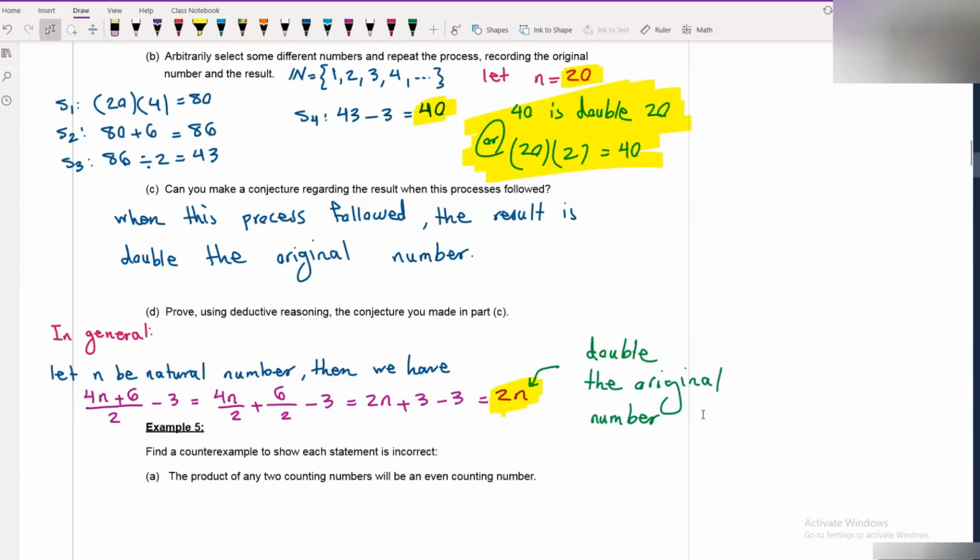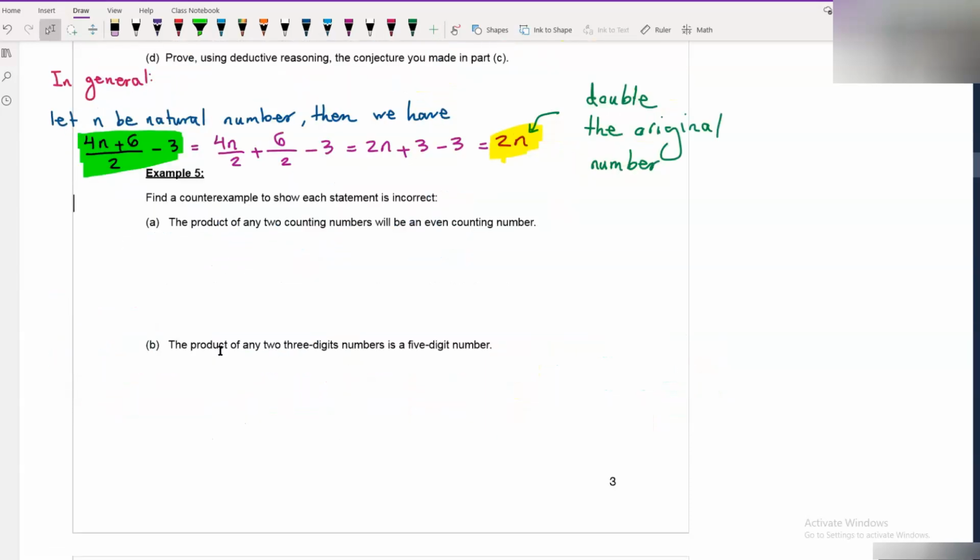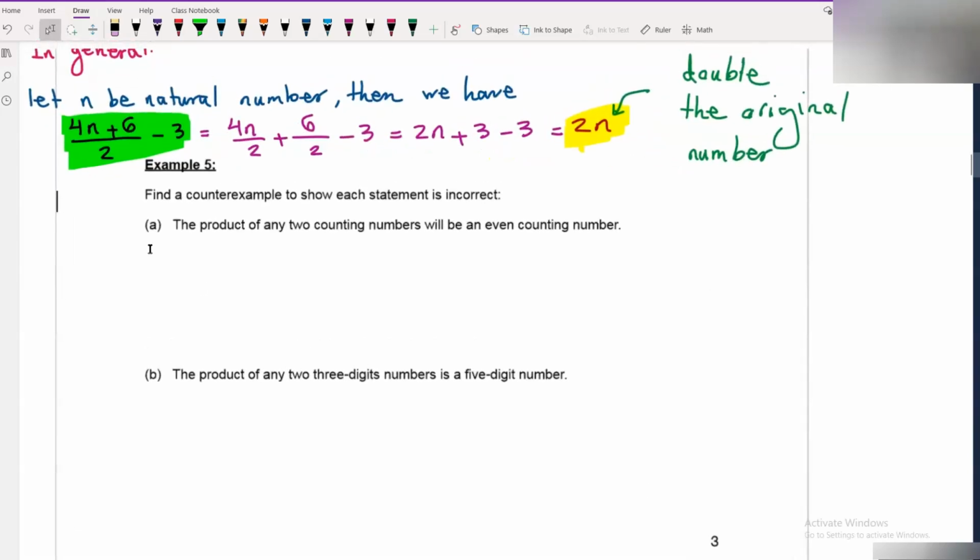Question? So example number 5, find a counterexample to show each statement is incorrect. Part A, the product of any two counting numbers will be an even counting number. So counting numbers are natural numbers. We're trying to find something against this one. So, a counterexample.